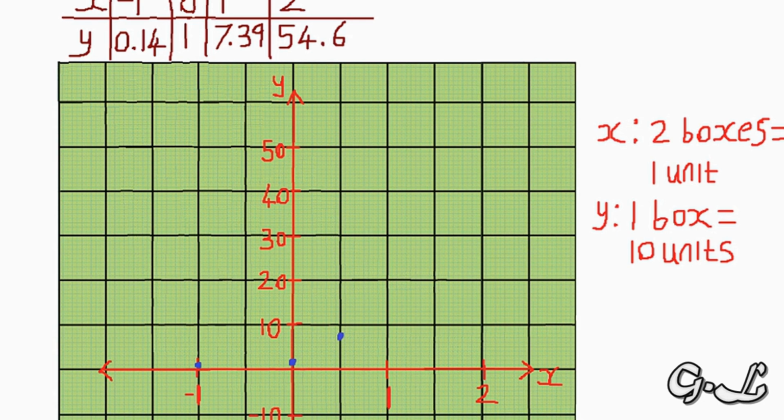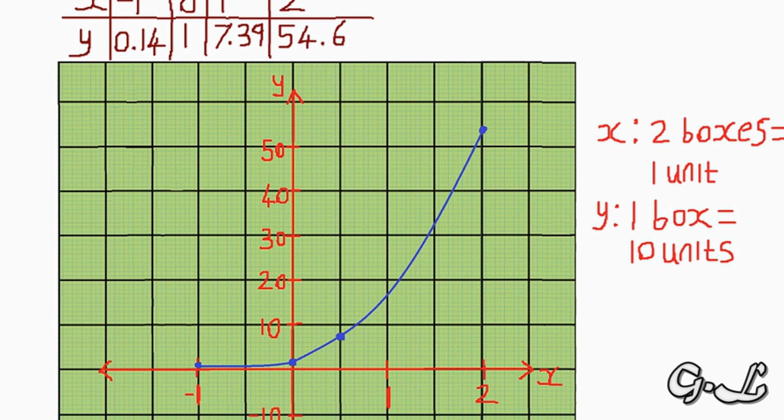So 0,1 is located somewhere there. And then what about 1,7.39? So 1,7.39 is located somewhere there. And then the next thing that we're going to consider is 2,54.6. So 2,54.6 is located somewhere there. The next thing that we are going to consider is to join the points by sketching using a pencil. You can use a pencil to sketch the graph itself.